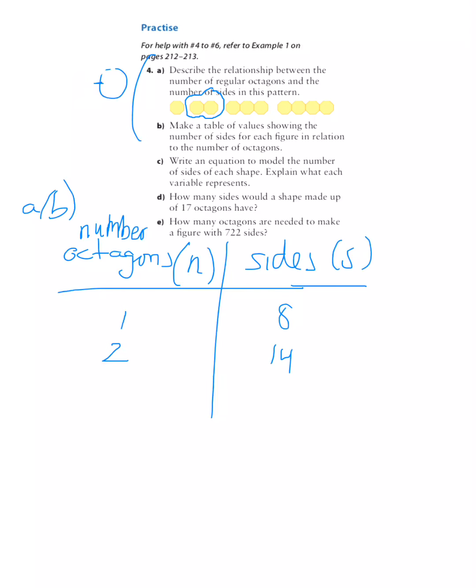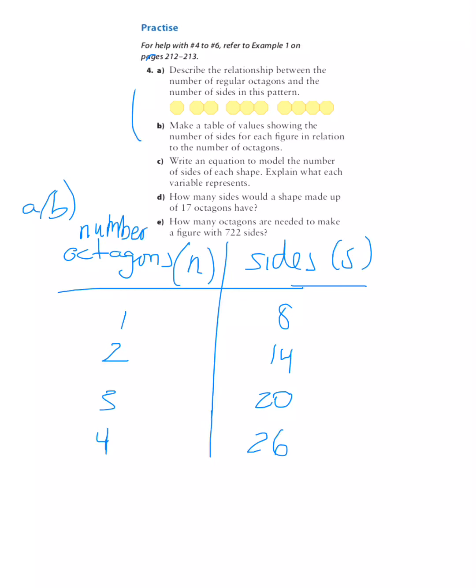So a couple different ways you can figure that out. Let's keep counting. Octagon figure 3, which has 3 octagons. How many sides does it have? If you count it up, I get 20. Double check that for me. And then the last one there, I get 26.